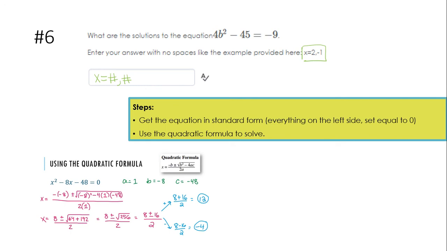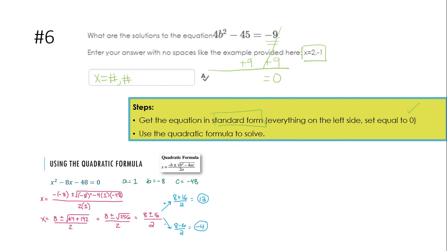No spaces. So the first thing is you want to get the equation in standard form. So everything needs to be on the left side and this side needs to be set equal to 0. I have a -9. To move -9 to the other side, we have to undo it or do the opposite operation, or the inverse. So I would add 9 to both sides. I'm going to give you guys this first step. So when those cancel, I'm left with 0. That's what we're trying to do to get it in standard form.